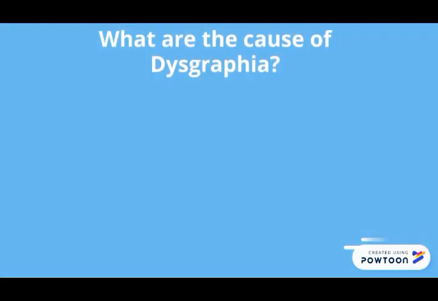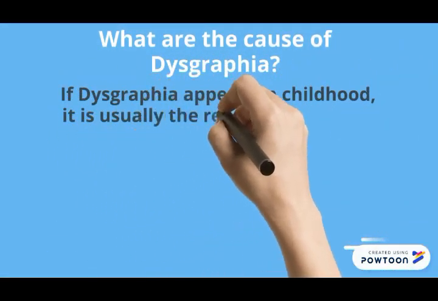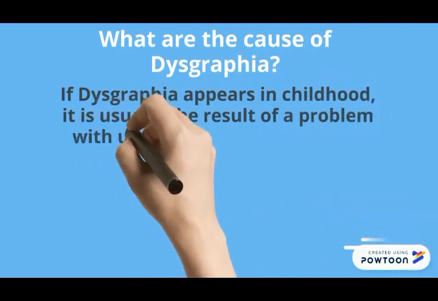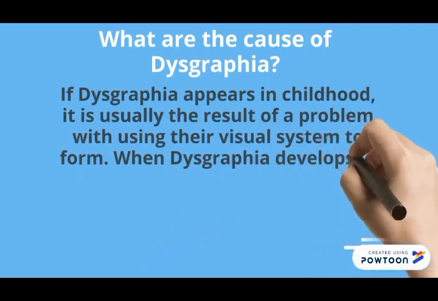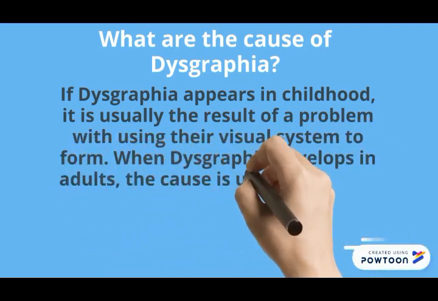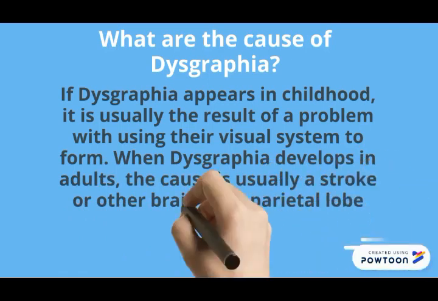What are the causes of dysgraphia? If dysgraphia appears in childhood, it is usually the result of a problem with using their visual system to form letters. When dysgraphia develops in adults, the cause is usually a stroke or other injury; damage to the brain's left parietal lobe may lead to dysgraphia.